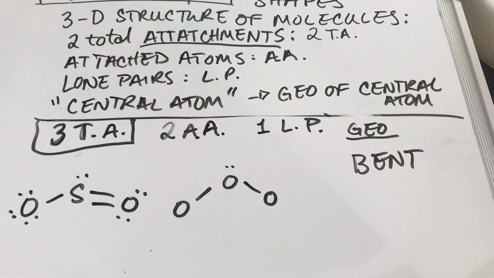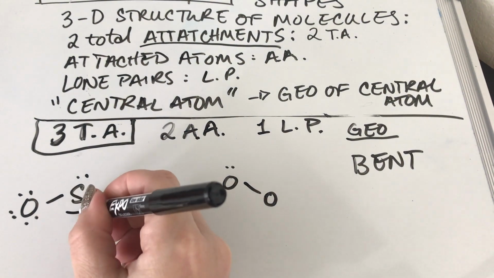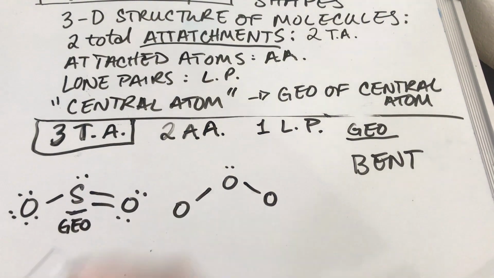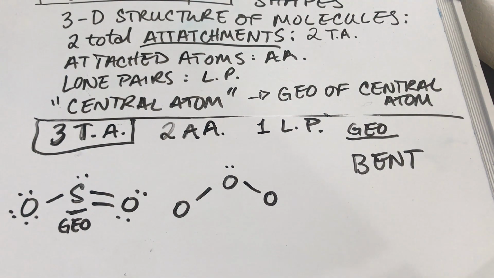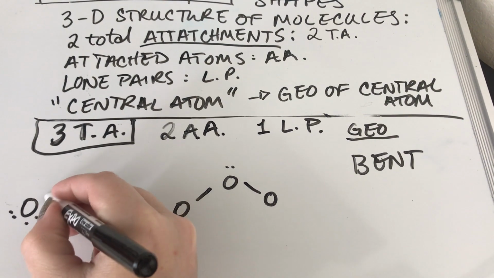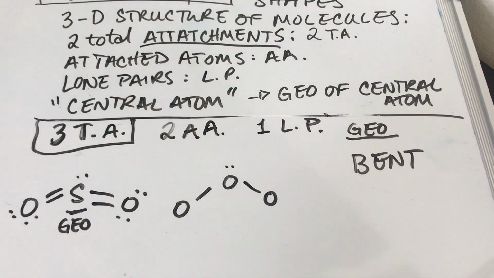Sulfur dioxide. And just to clarify, this is determined because of the lone pair on the central atom. Correct, yes. So we're looking at the geometry of the sulfur atom. Now, technically, now that we understand the octet rule and the fact that sulfur is able to exceed the octet rule, this is the best structure. But it doesn't change the fact that the geometry is still bent, okay?